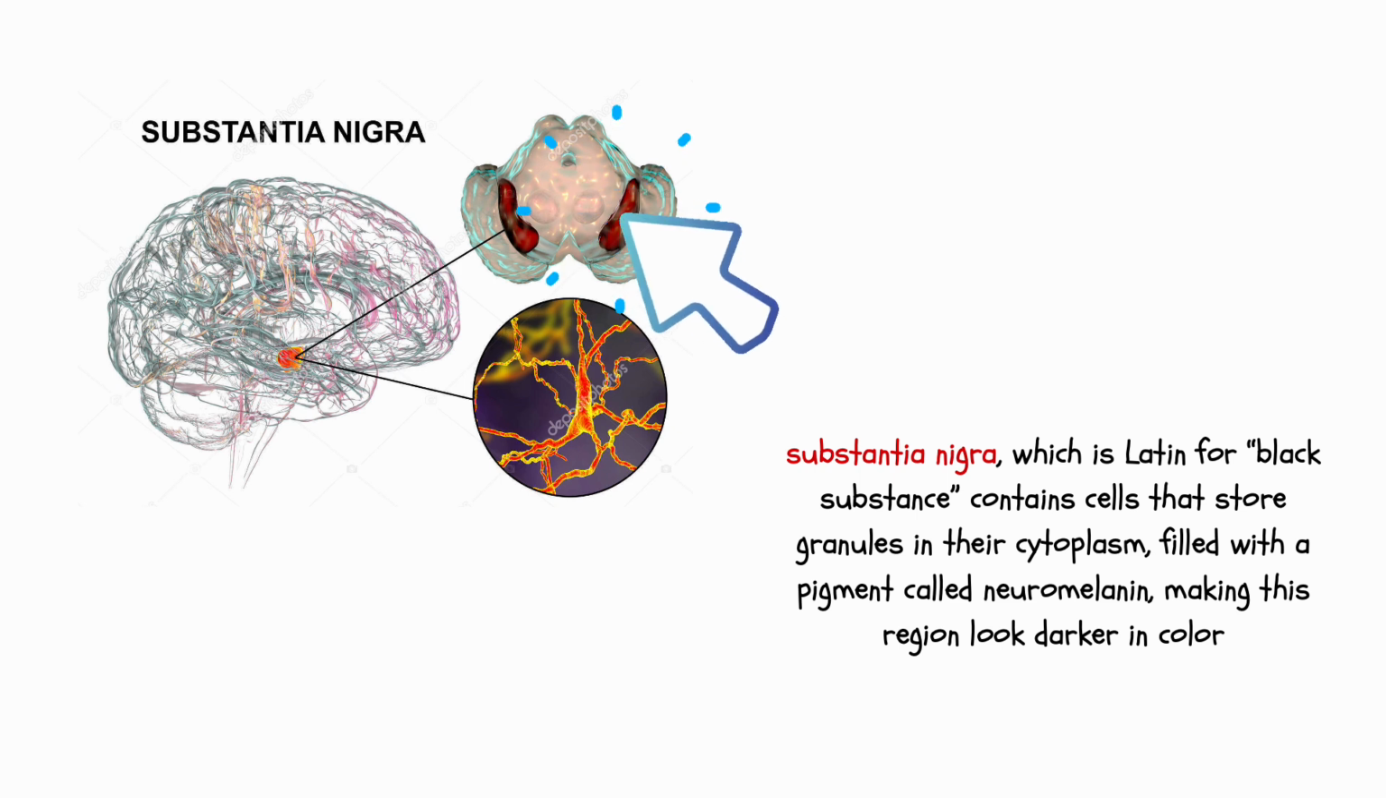Now, let's shift our focus to another nucleus closely related to the basal ganglia. In the midbrain, between the tegmentum and the crus cerebri, there is a darkly pigmented area known as the substantia nigra. It contains cells that store granules filled with a pigment called neuromelanin, giving this region a darker color. So the substantia nigra is dark due to the presence of neuromelanin, and it lies in the midbrain.